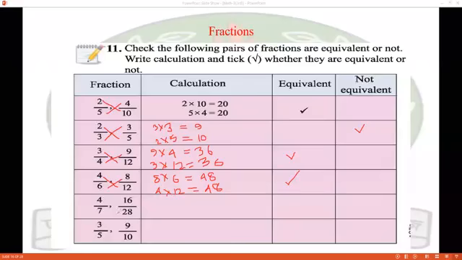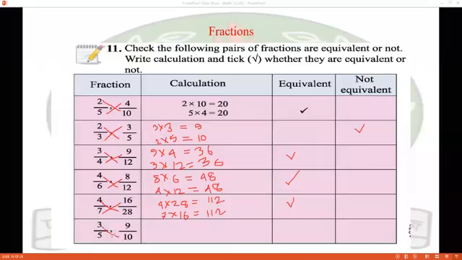Here you have 28 into 4 and 16. Sorry. Right, using the mouse is difficult. 4 into 28 and 7 into 16. 4 into 28, it will be 112. 7 into 16, there will be 112. So it's equivalent.